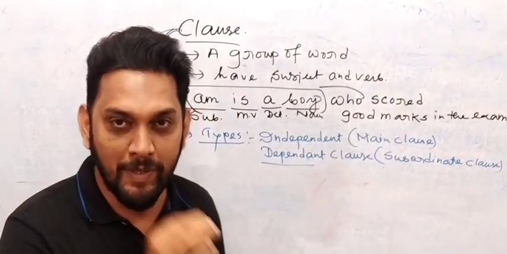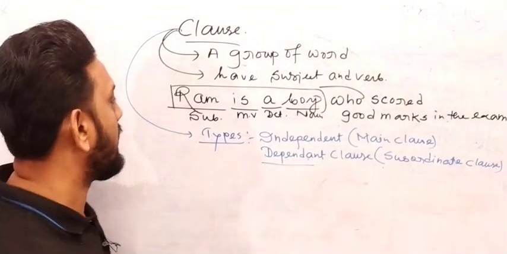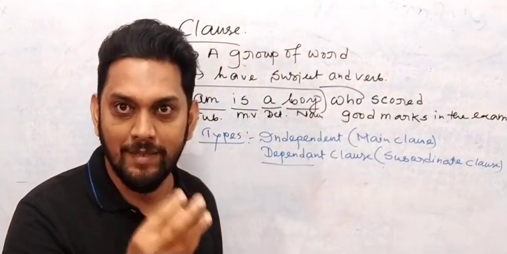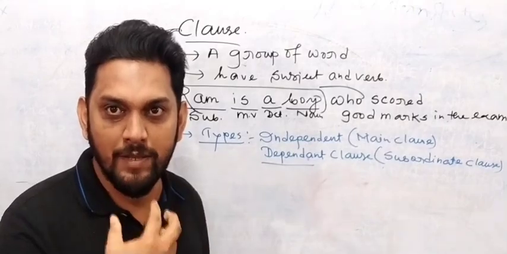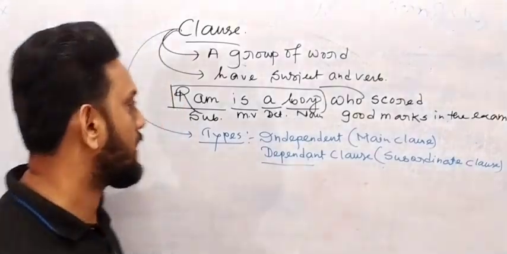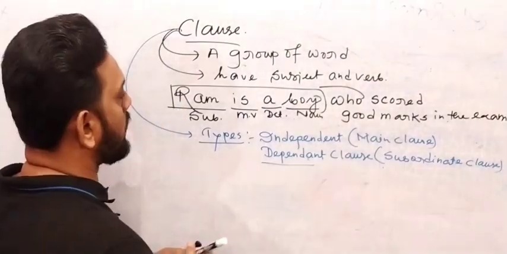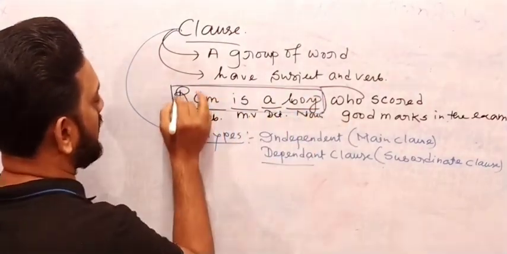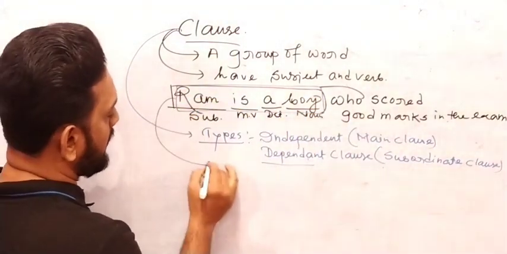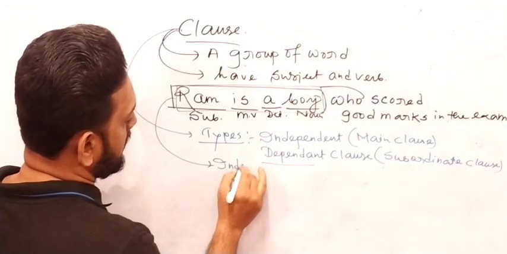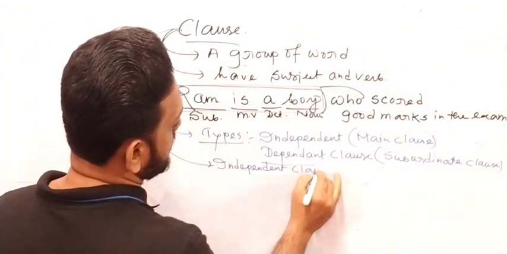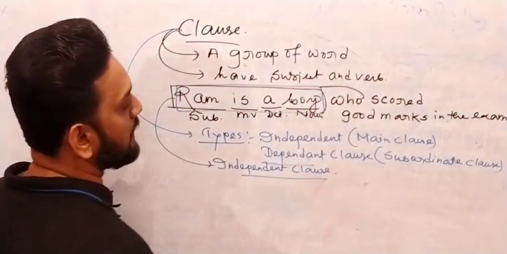Yes or no? Complete meaningful sense is given. Ram is a boy. If I simply say Ram is a boy, yes, it stands alone and also gives us a complete meaningful sense. So because of this reason we can call it, I have already made a box over here, so Ram is a boy, it would be an independent clause, or you can say main clause. Okay, it's an independent clause.